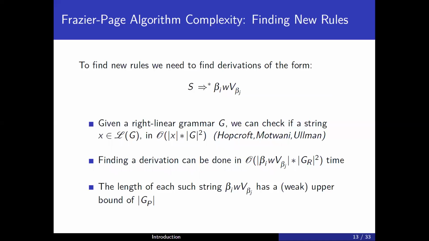Now we want to see how long does it take to find a new rule. If we remember, to find a new rule, we're searching for a derivation of this form. So, thanks to Hopcroft, Motwani, and Ullman, we can check if a string X is in the language of a right linear grammar in order the size of the string times the size of our grammar squared. So we can plug in the string we're searching for and get our time. If we consider what is the longest length of these type strings, we have a weak upper bound of the size of the prefix grammar.